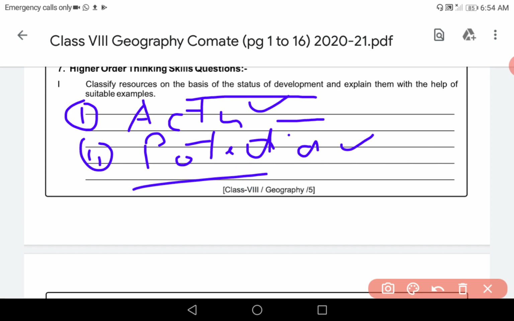Then comes the second one, potential resource. Potential resources are those resources which we are not utilizing at present, and the quantity also we are not knowing, but they can be used in the future. For example, we have found uranium deposits in Ladakh, but at present we are not using them and we are not knowing the quantity also. So it is coming in the category of potential resource.